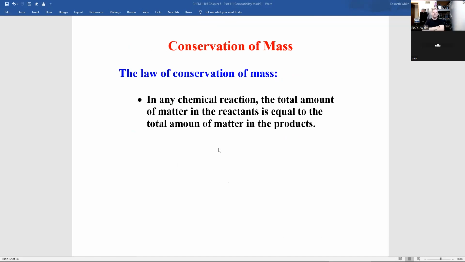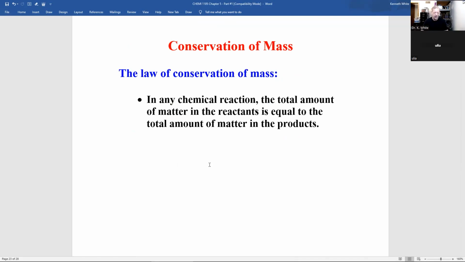That's called conservation of mass. The law of conservation of mass says that in any chemical reaction, the total amount of matter in the reactants is equal to the total amount of matter in the products.